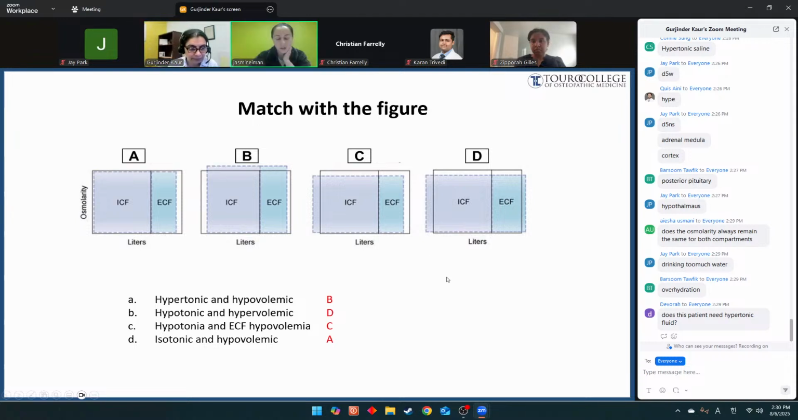Yes, Jasmine, you have a question here? Yeah, so just to clarify, regarding letter D, that diagram, when the osmolarity in the extracellular fluid goes down, the water is going to flow from the ECF to the ICF. Is that correct? Yeah.